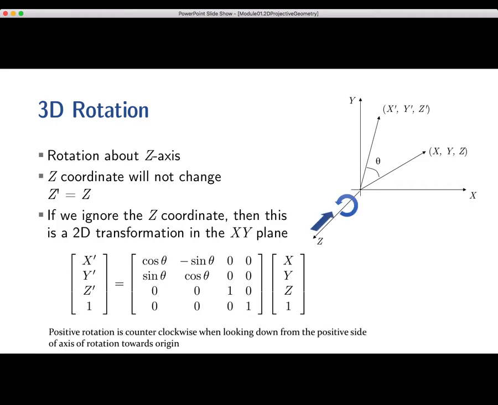Now, of course, that's the sense of the positive rotation. The positive rotation is counterclockwise when looking down from the positive side of the axis of rotation towards the origin. We'll always use this convention, again in a right-handed system. If I switch from right-handed systems to left-handed systems, actually this minus sign switches position, because you are getting an additional reflection, which is a -1 being multiplied. So you get a slightly different matrix. So I don't recommend it, let's just stick to one convention so things are clear in our head.